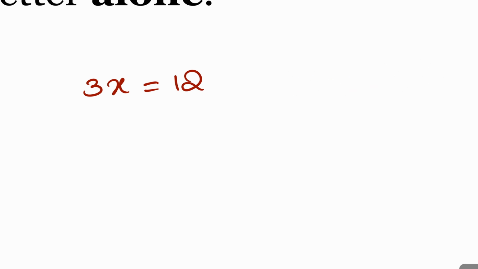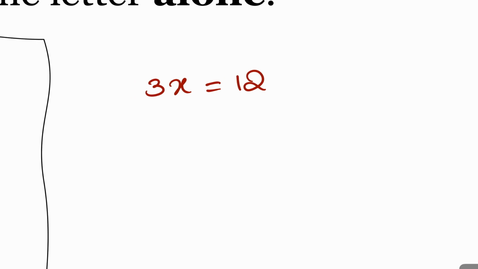So I mentioned at the beginning, if your number is being multiplied, you have to move this number to this side, because we are planning to isolate x. So we use the opposite operation. The opposite operation of multiplication is division. So I'm moving the 3 to the right hand side and x is remaining.